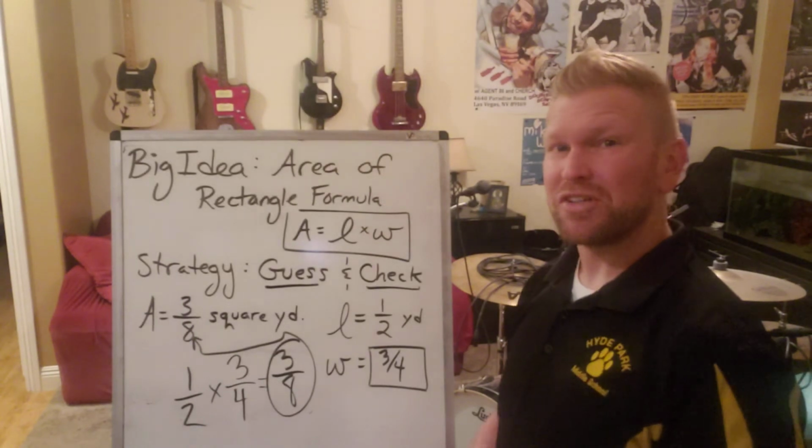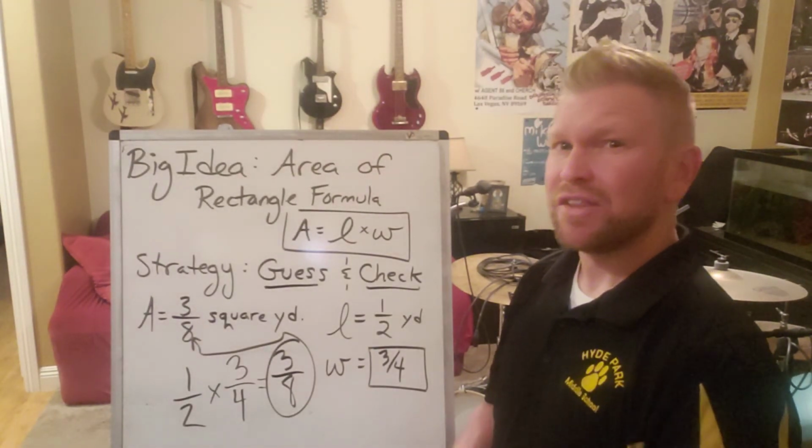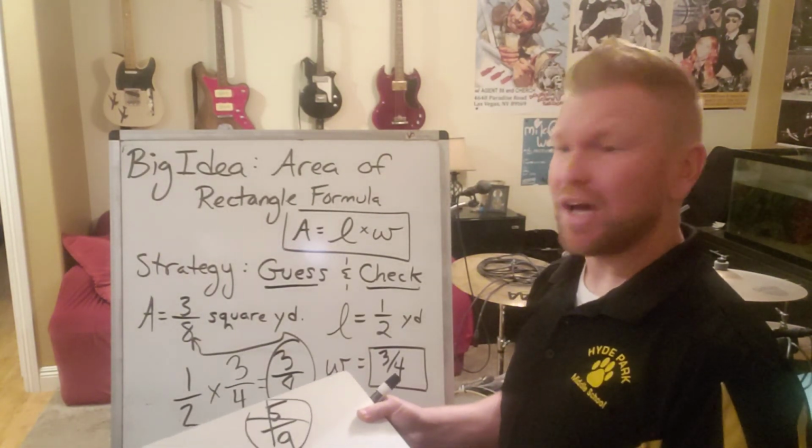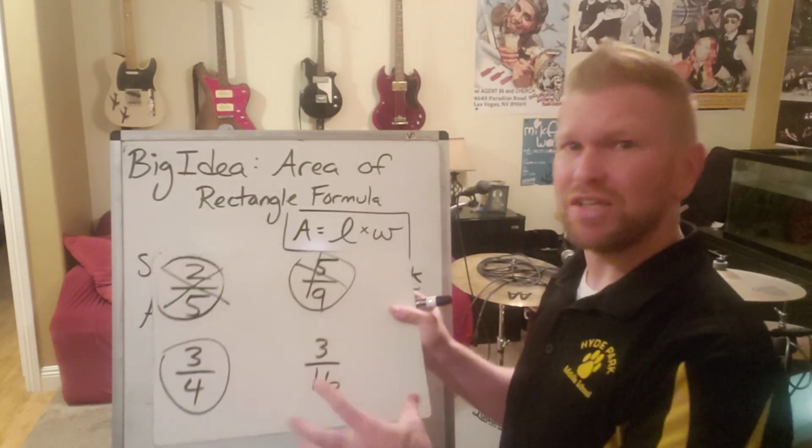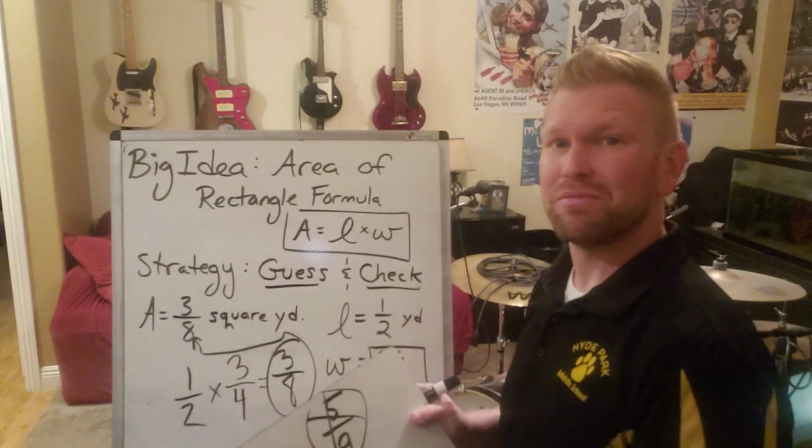And it's really good, especially if you can't think of a different strategy and you're kind of stuck. The way to get unstuck is just guess one of these numbers and then try to work out the problem. And if it works, then there you go.